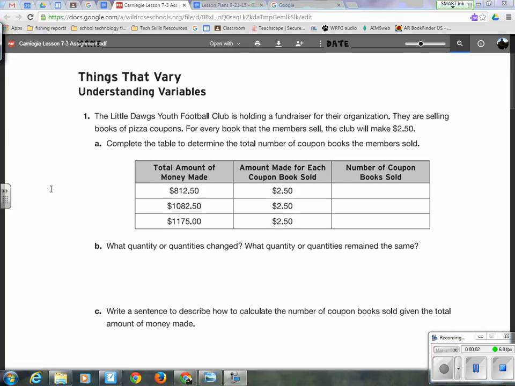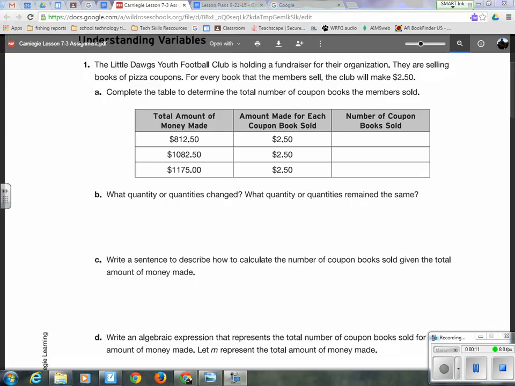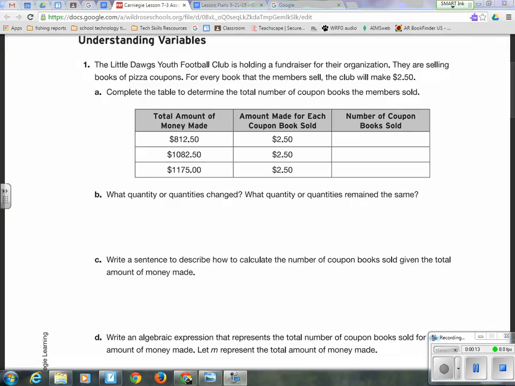So what we have here, this worksheet says, the Little Dogs Youth Football Club is holding a fundraiser for their organization. They're selling books of pizza coupons. For every book the members sell, the club will make $2.50. Complete the table to determine the total number of coupon books the members sold.